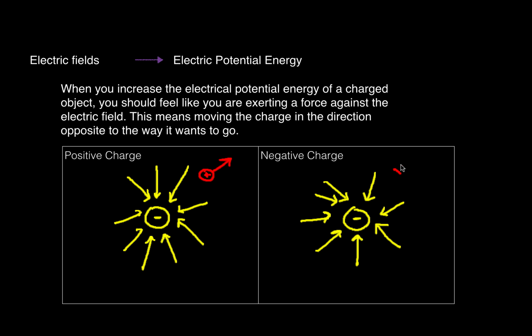If I have a negatively charged object, I increase its potential energy by moving it in the same direction as the electric field lines. This is, again, the direction opposite to the way it wants to go. There's a repulsive force pushing against the negative charge, so I have to apply a force to make it move in that direction, thus increasing the electric potential energy.